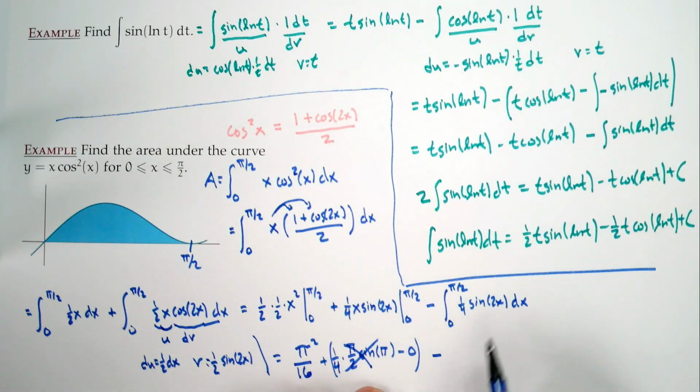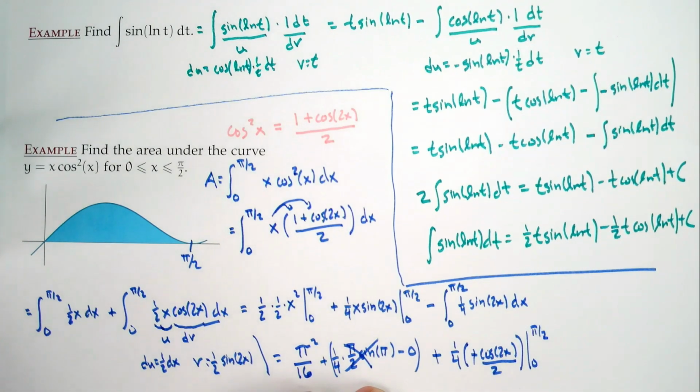Then we have minus 1/4 times the integral of sine. Well, the integral of sine would be negative cosine, so negative cosine 2x, but we've got to compensate for the 2 on the inside, so divide by 2. Evaluate from 0 up to pi halves. Boom, boom. All right, so let's see, what do we get?